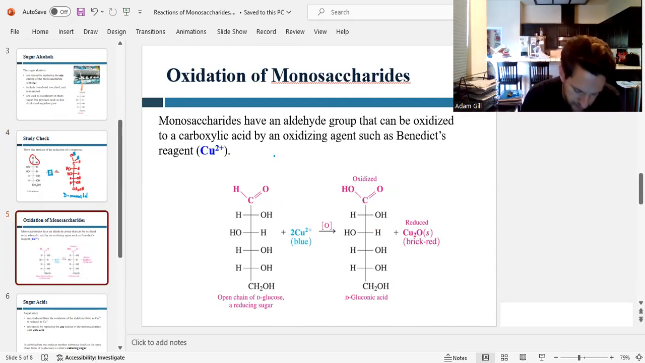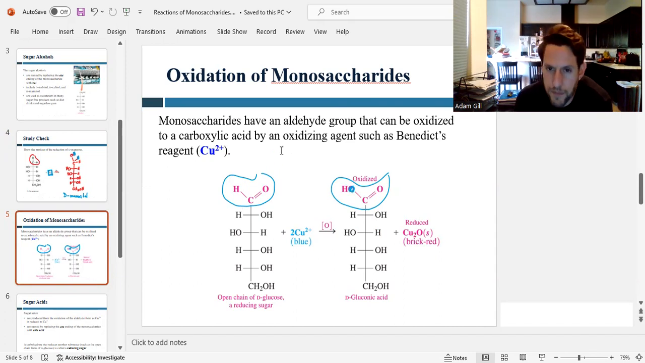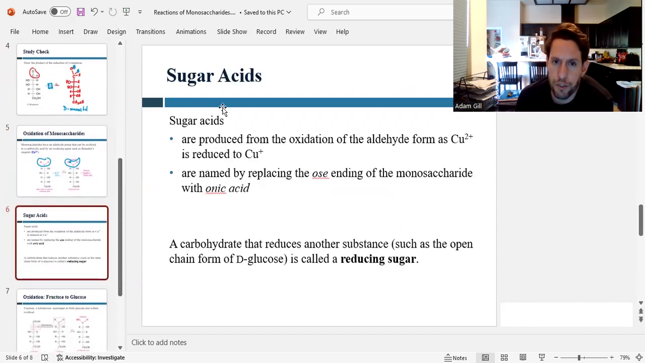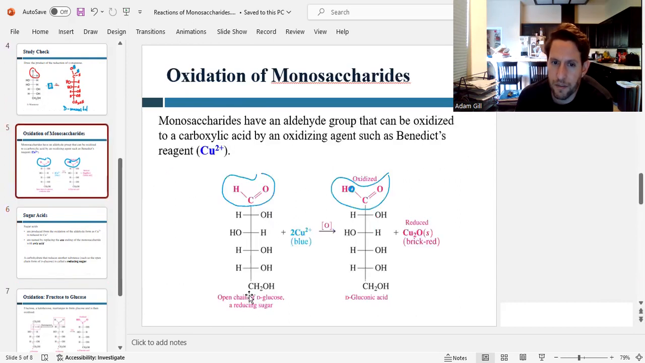And so the aldehyde here is becoming a carboxylic acid because we're adding that extra oxygen right there. So 2 bonds to oxygen versus 3 bonds to oxygens. This is an oxidized form. This would be known as a sugar acid because it has the carboxylic acid group. So sugar acids are produced from the oxidation of an aldehyde. They're named by replacing the ose ending with onic acid. So if this is glucose, this is gluconic acid.